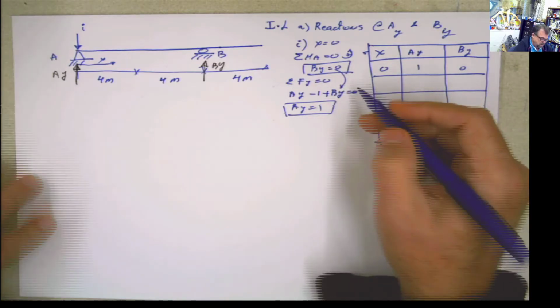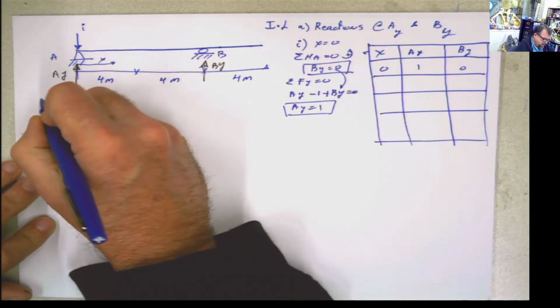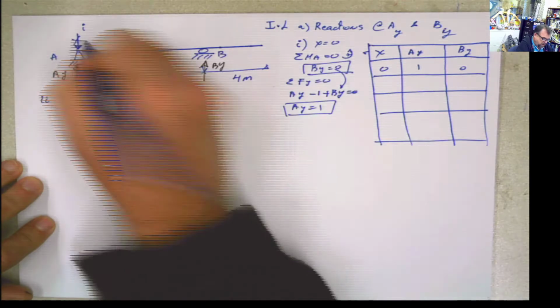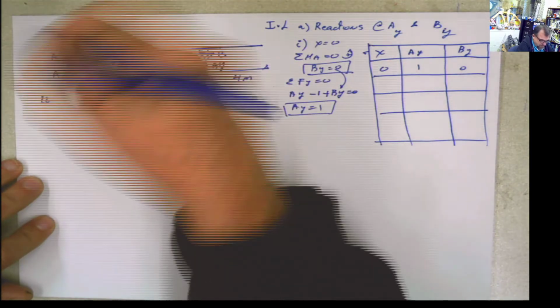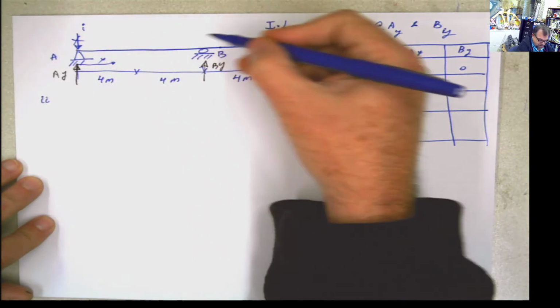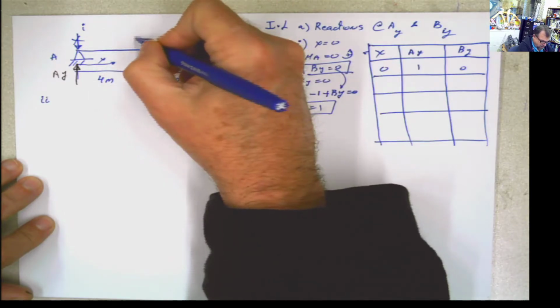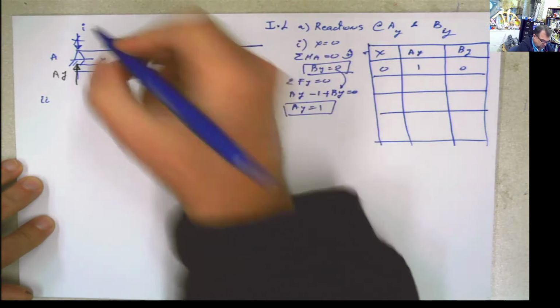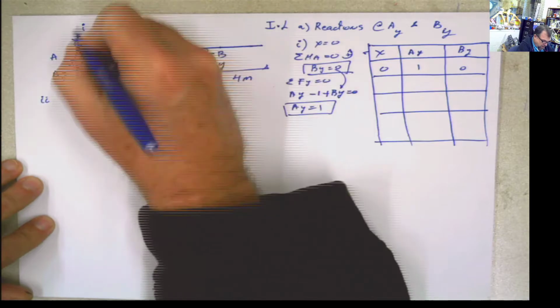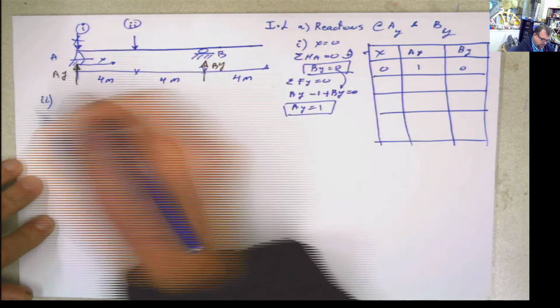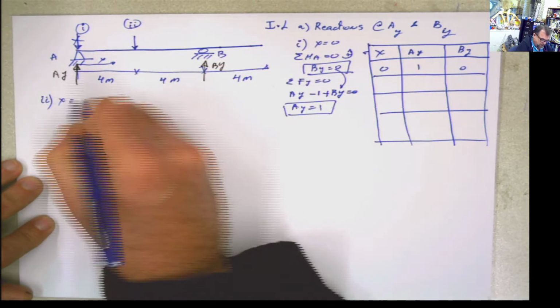Now the second part will be when I move that load from here. So the load is moving. Now the load is here in the second position, and by here I mean when the load is at 4, x equals 4.